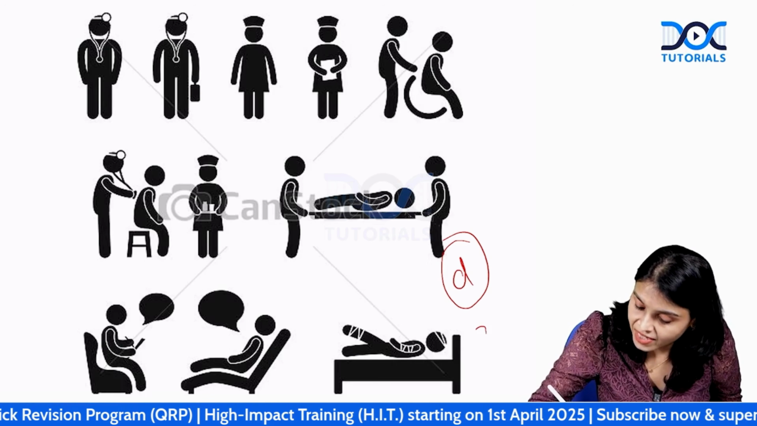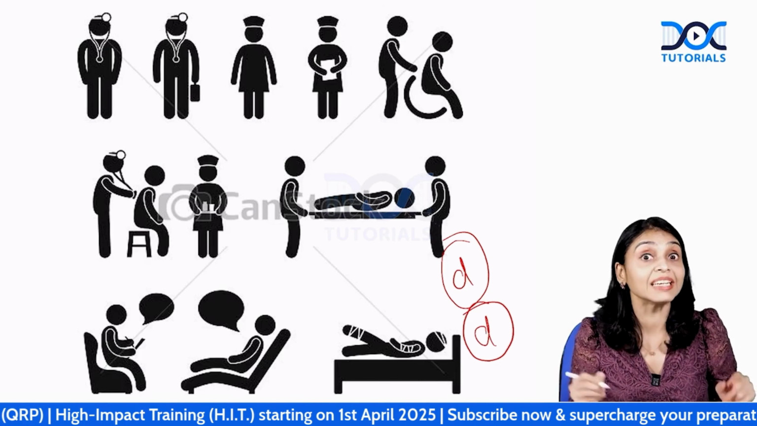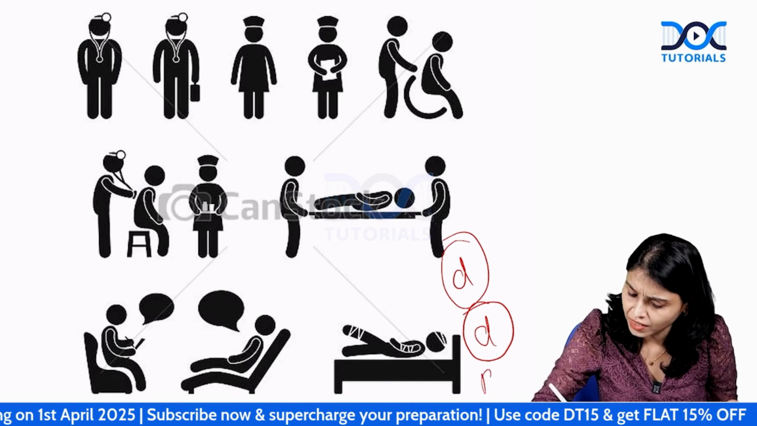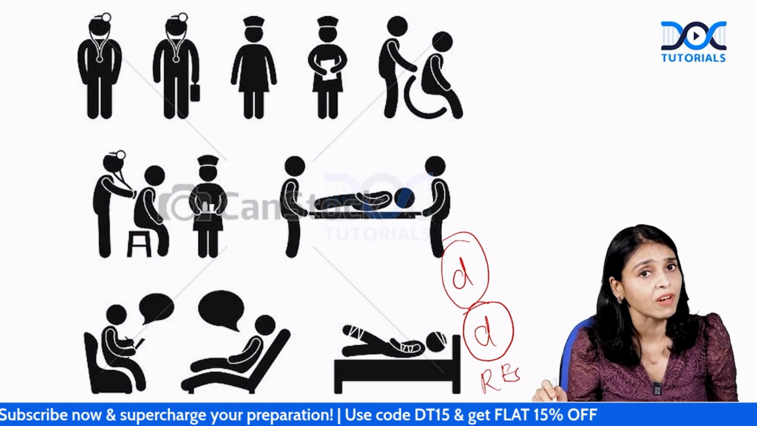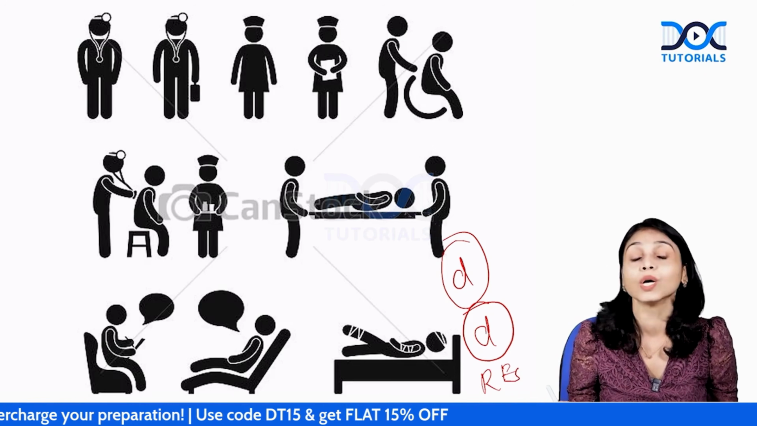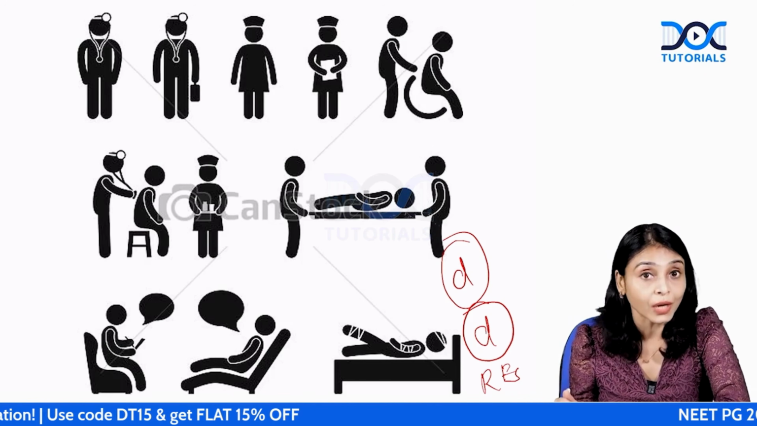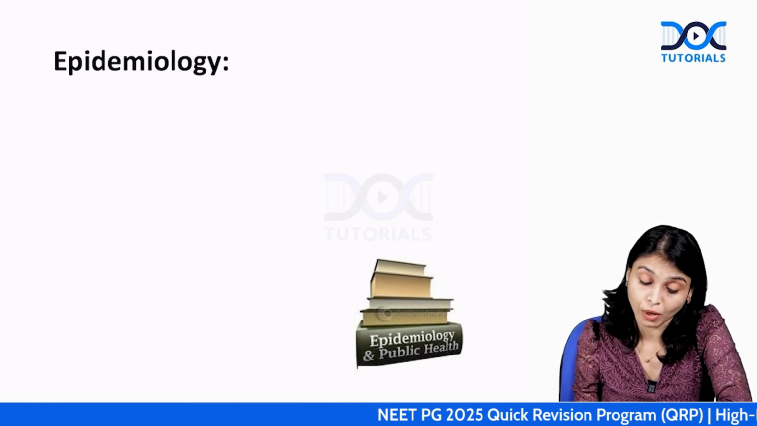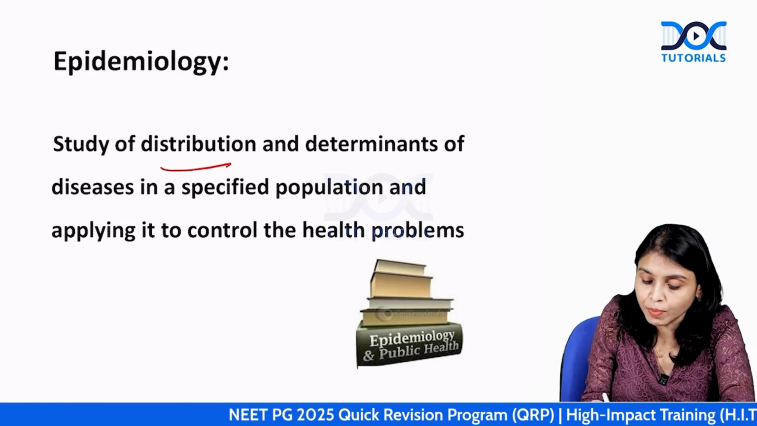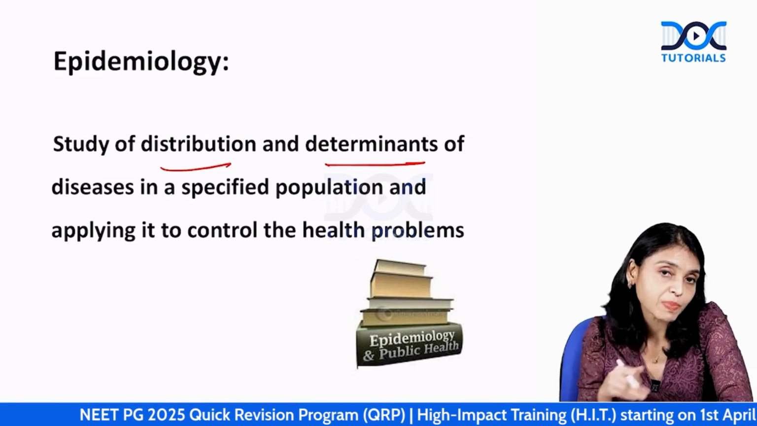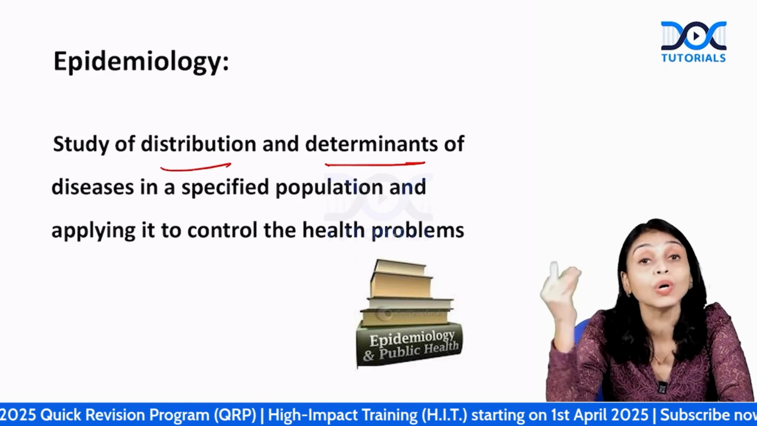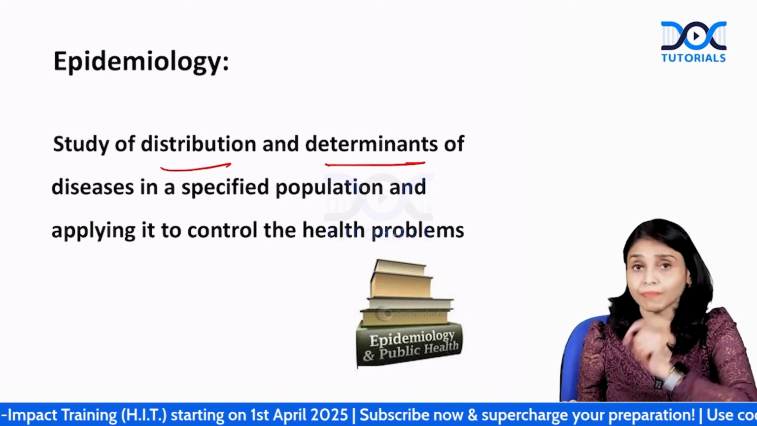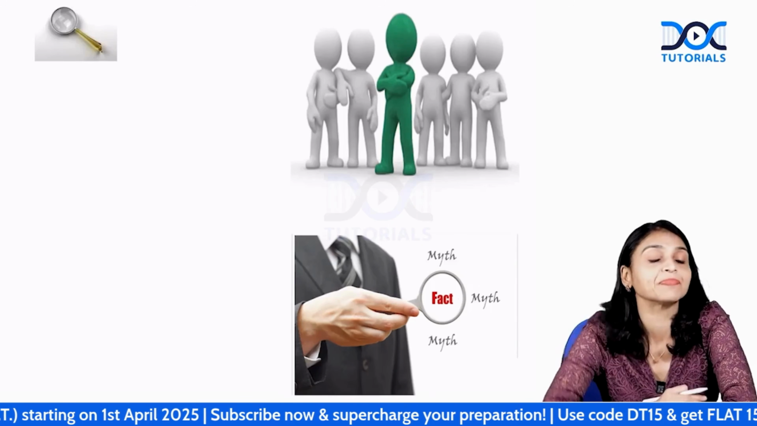And the second, again starting with D, is determinants. As the name indicates, these are those factors which determine the occurrence of the disease, or simply risk factors. Now, tell me why you want to know about the risk factors. Unless you know the risk factors, you will not be able to control the disease, and you want to prevent the occurrence of the same in future, right? And that is what epidemiology is. It's a study of distribution and determinants of a disease in a specified population, and you're applying that knowledge to control the disease in future. Okay? Now, let's go further.